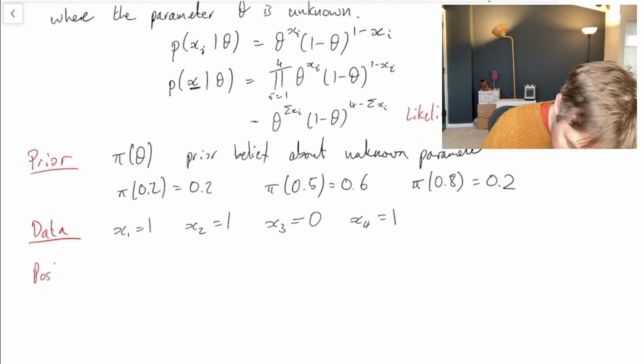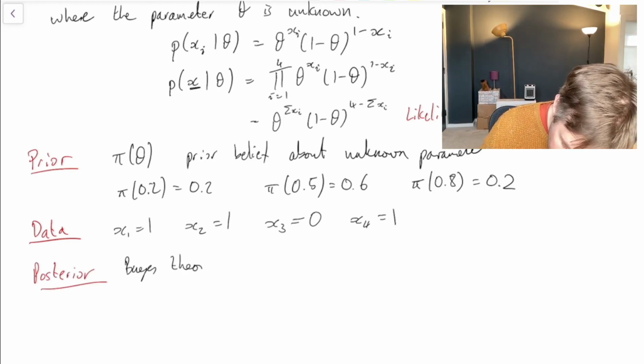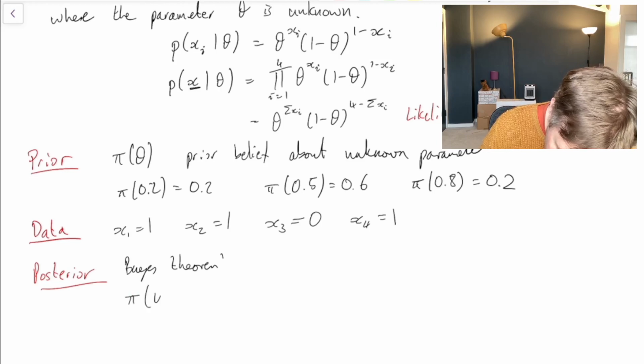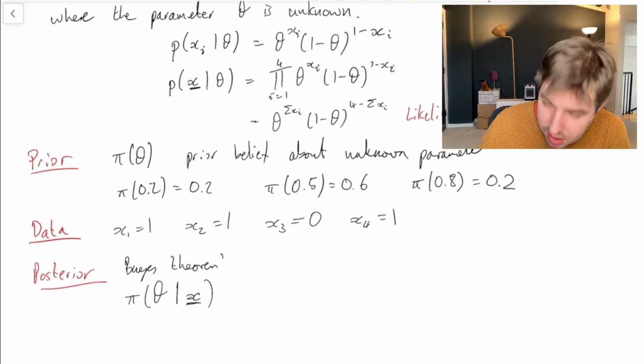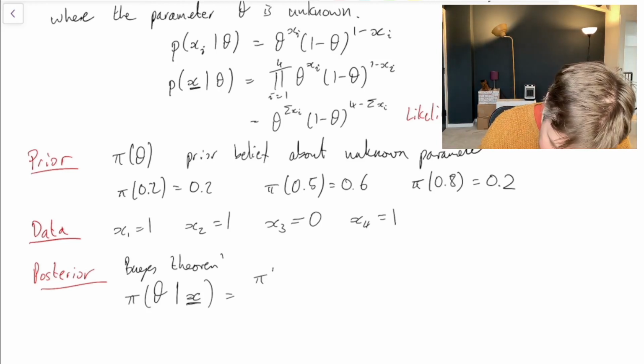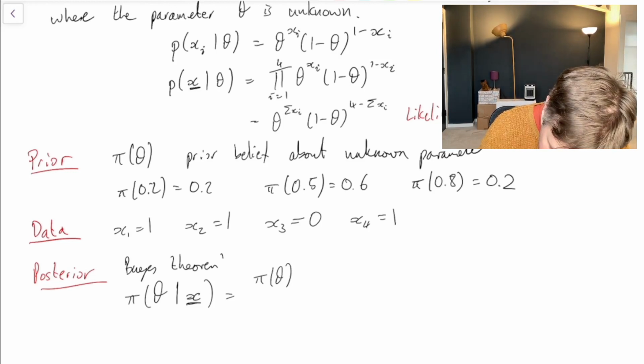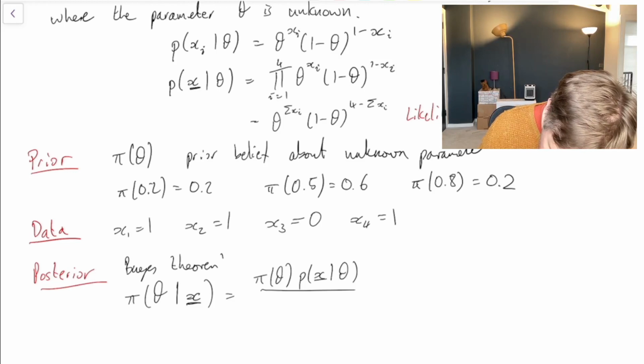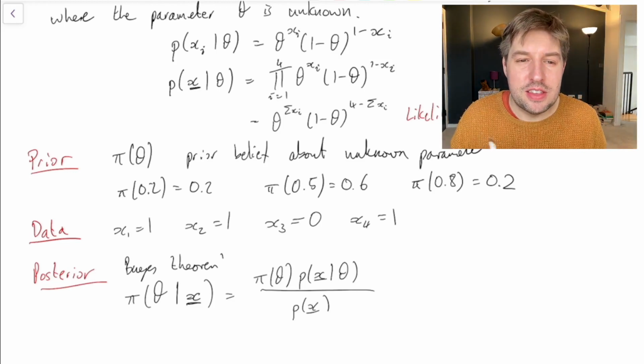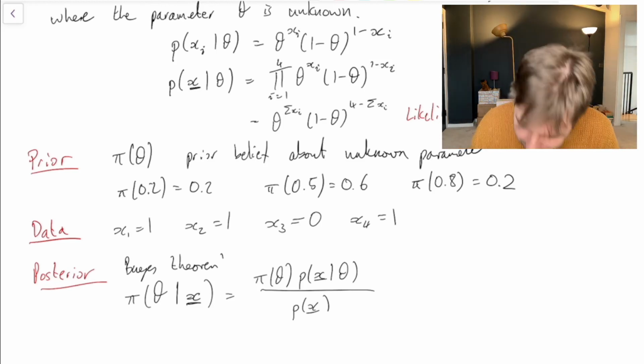And then we use this to find the posterior using Bayes' theorem. So then we were looking for the probability of the parameter given the data. And we said that by Bayes' theorem, this is the prior probability times the likelihood over p(x). But in fact, if you remember, we did this trick where we didn't actually work out the denominator.